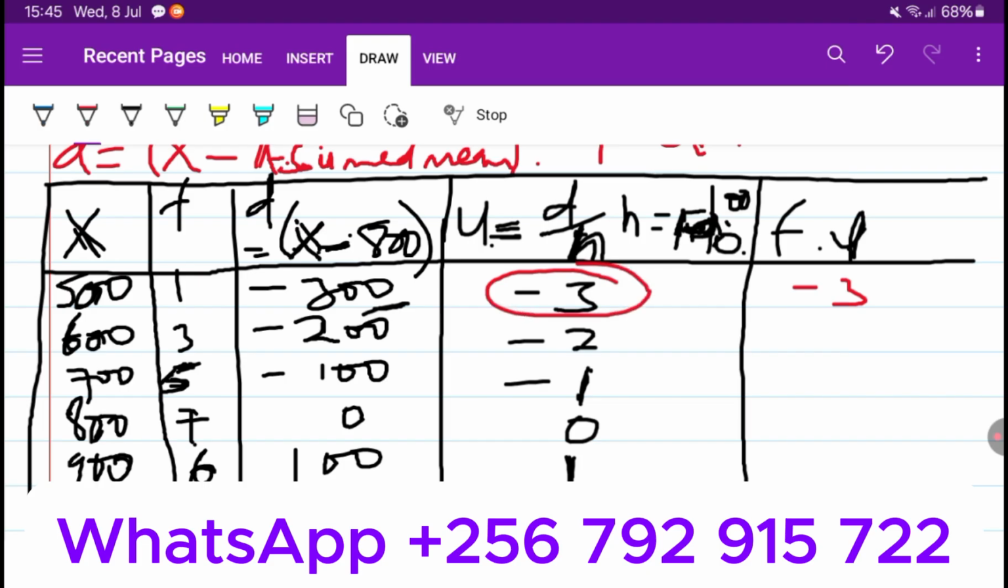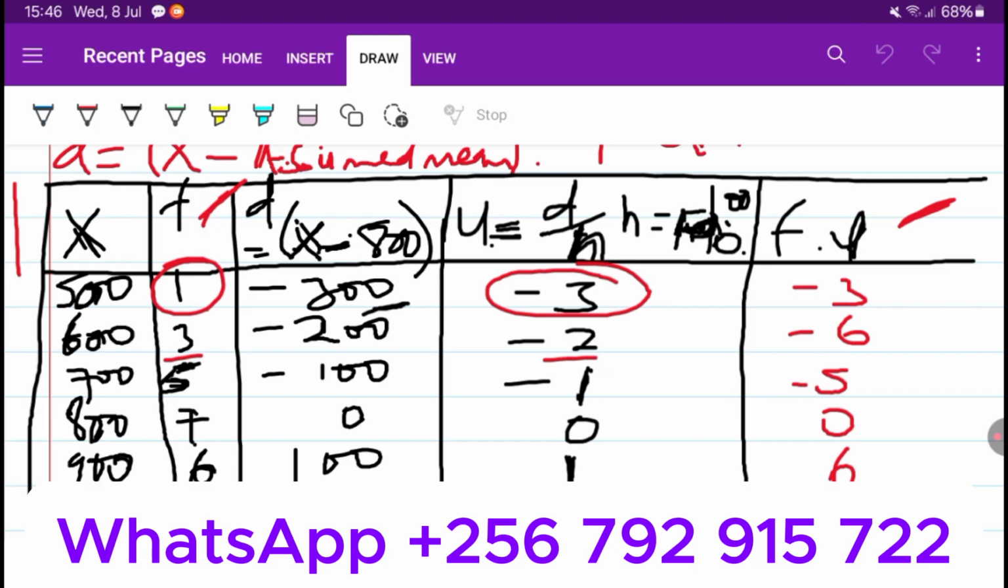You multiply this times the frequency. Then negative 2 times 3, it is going to give you negative 6. And this one is negative 5. This is 0. This is 6, 4, and then lastly 3. So we sum up this frequency and then this fu.